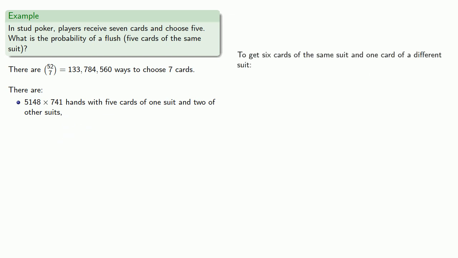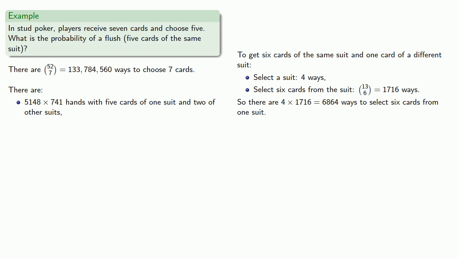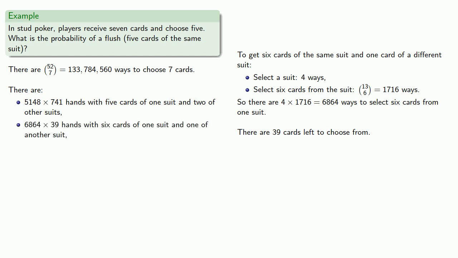Now, to get six cards of the same suit and one card of a different suit, we'll select a suit. There's four ways we can select a suit. We'll select six cards from the suit. That's 13 choose 6, and that works out to be 1,716 ways. And so there's 4 times 1716, 6,864 ways to select six cards from one suit. And that last card can be any of the 39 cards left to choose from. And again, what we're describing is a permutation. And so there's 6,864 times 39 hands with 6 cards of one suit and 1 card of another suit.